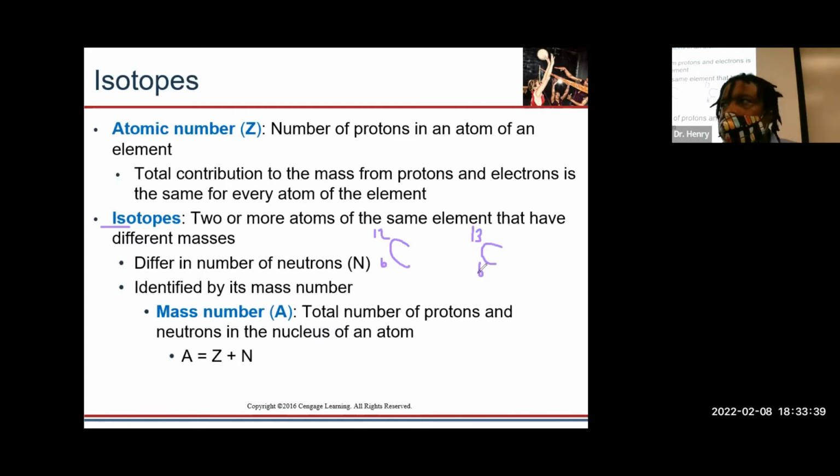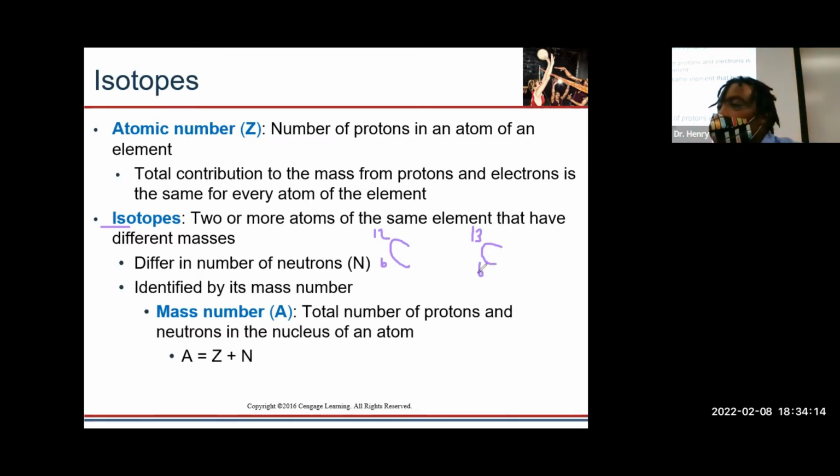Now, have you guys heard of carbon dating? Carbon date. Like, hey, baby, what are you doing tonight? You want to go out on a date? Yes, exactly. It's not that type of dating, but it is like dating the bones, right?